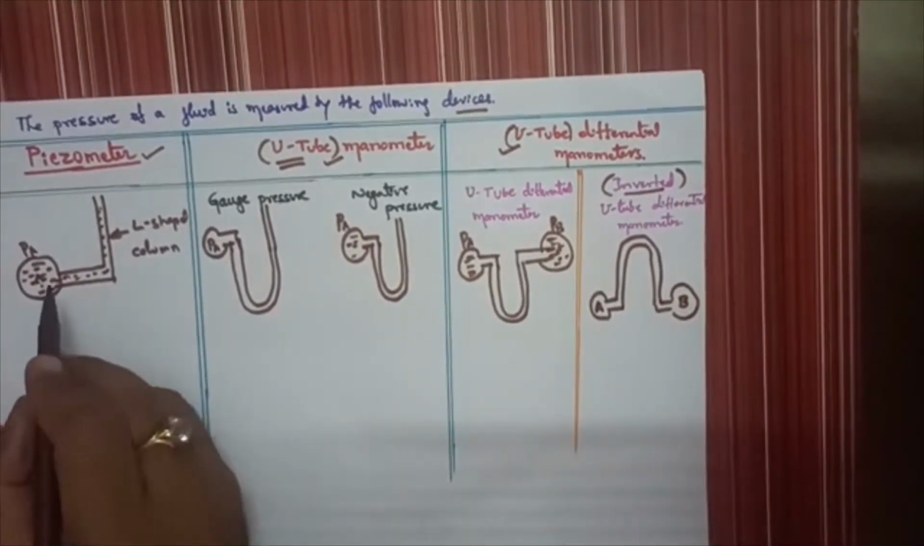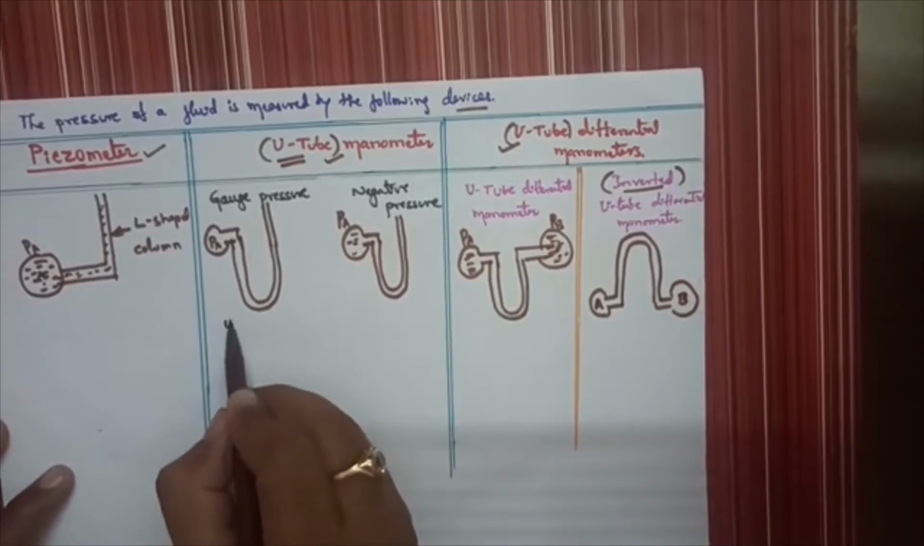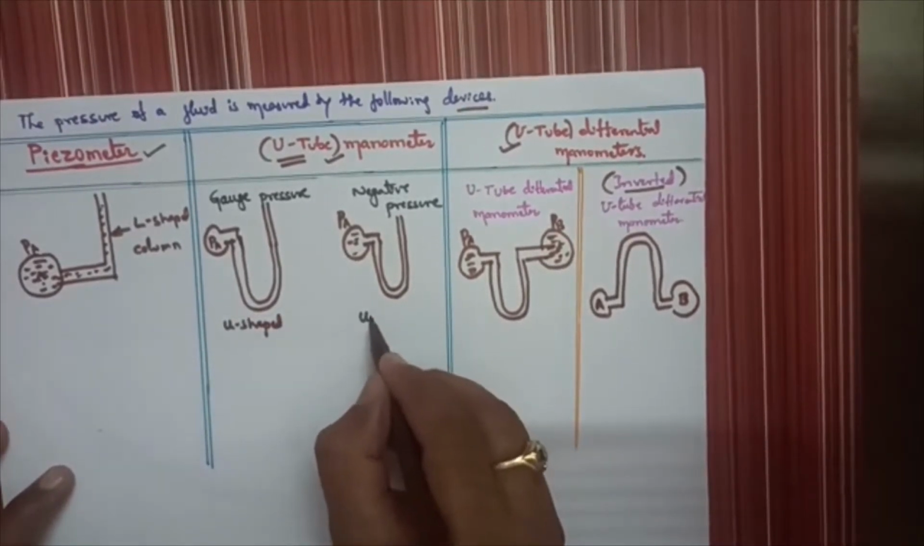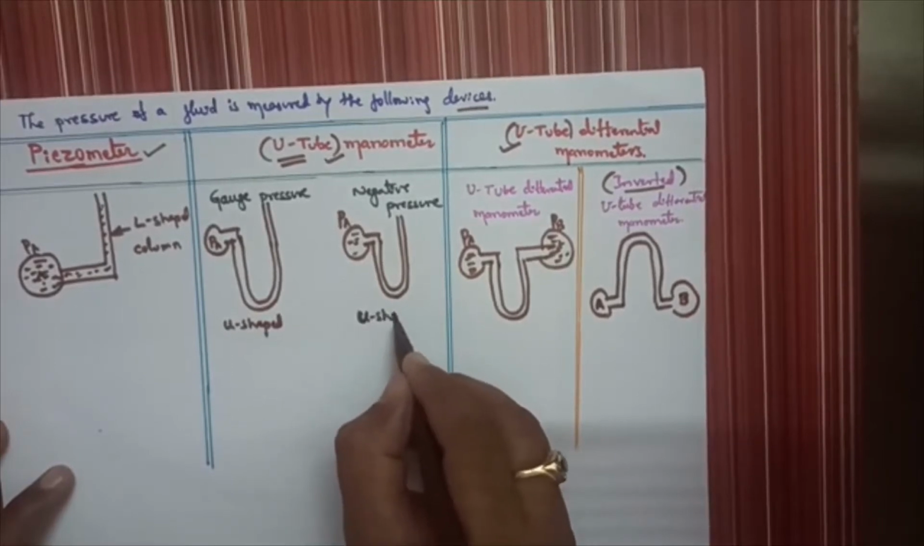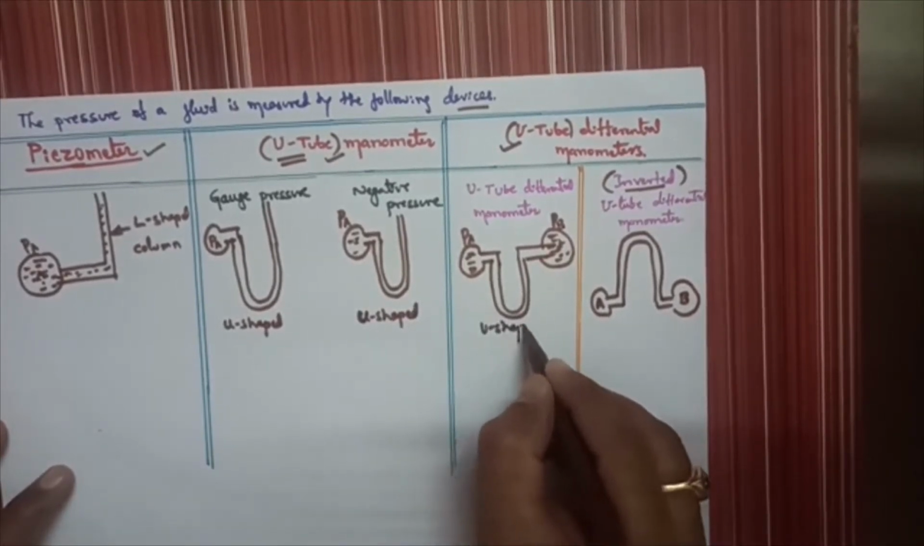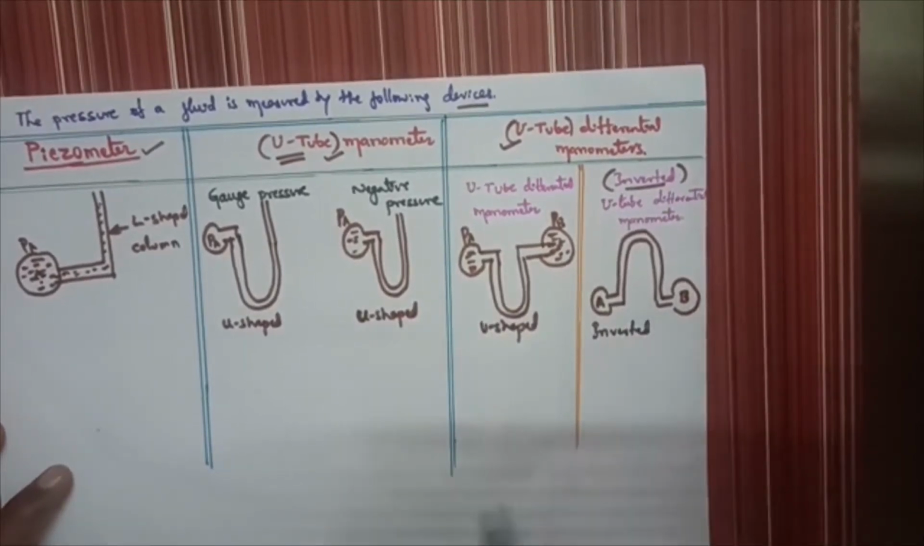Understood? In the first point, the piezometer is L-shaped. Here it is a U-shaped structure. Here it is also U-shaped. Here it is also U-shaped, but an inverted U-shape. This is the first point.